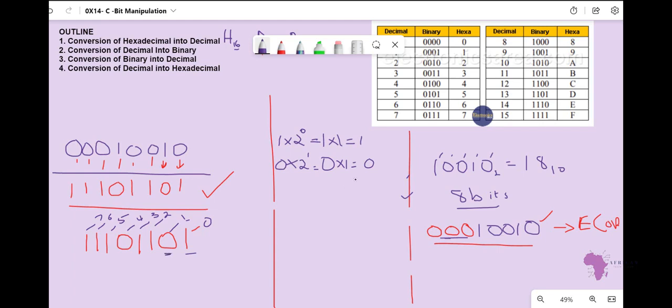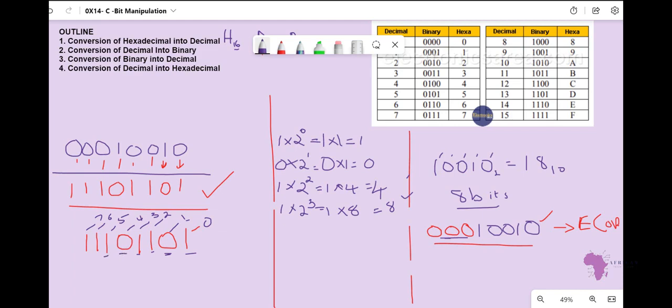So there's no need for this one. Let me calculate this other one. I'll say 1 multiplied by 2 raised to position 2, which is like saying 1 multiplied by 4, which will give us 4. Let's come to this other one, position 3. So 1 multiplied by 2 raised to 3, which is like saying 1 multiplied by 8, which is equivalent to 8.